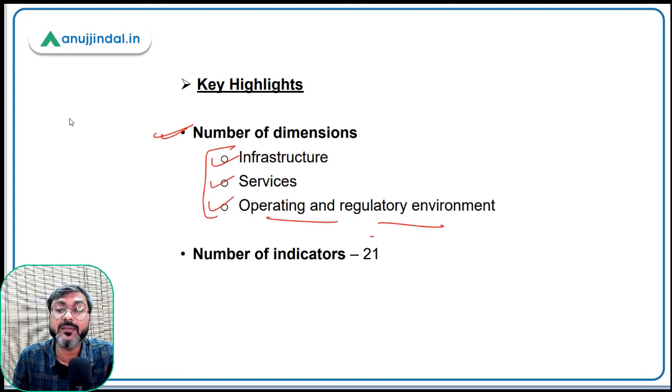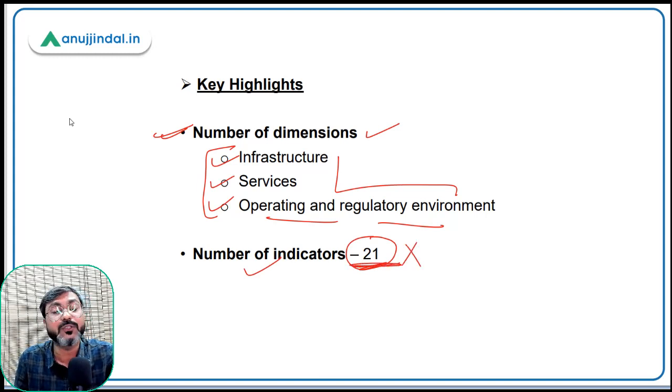And there are 21 indicators. Now, please don't get confused between the dimensions and the indicators. There are three dimensions and 21 indicators. And of course, you need not remember the name of all the 21 indicators. Usko yaad rakhne ki koi zarurat nahi hai.